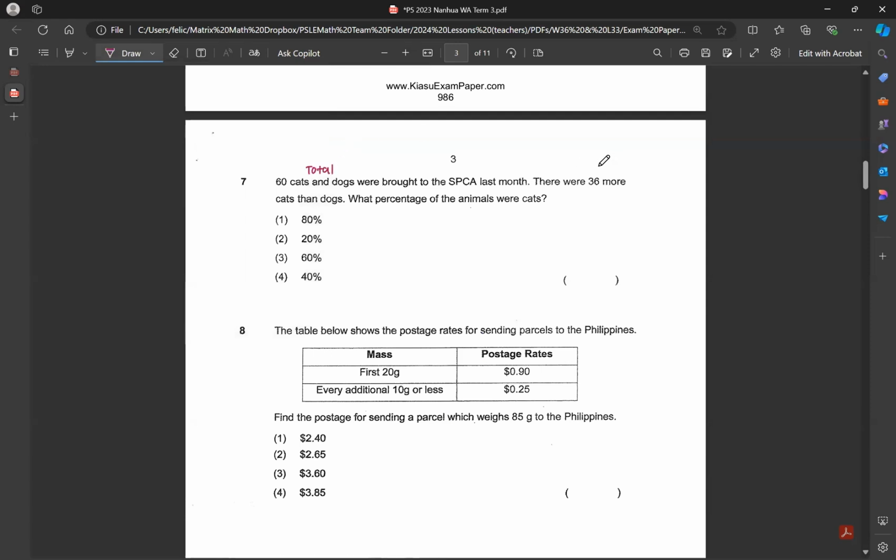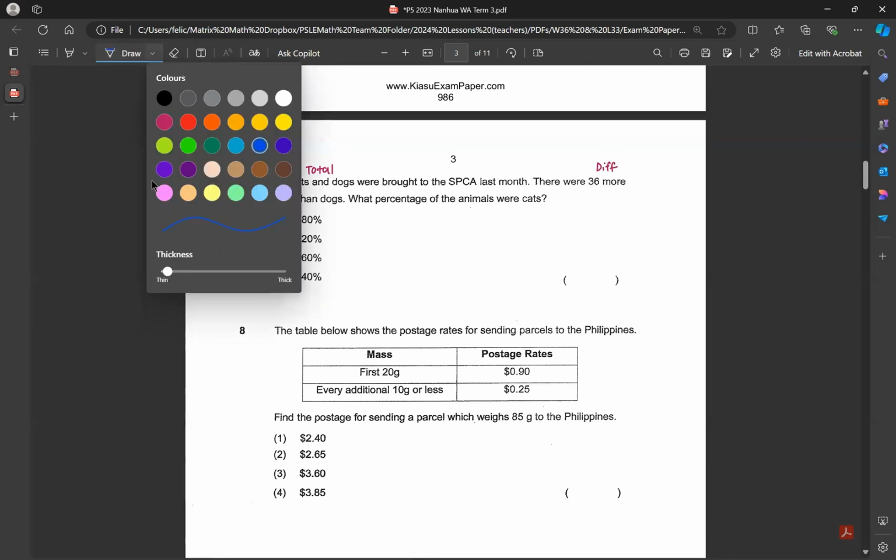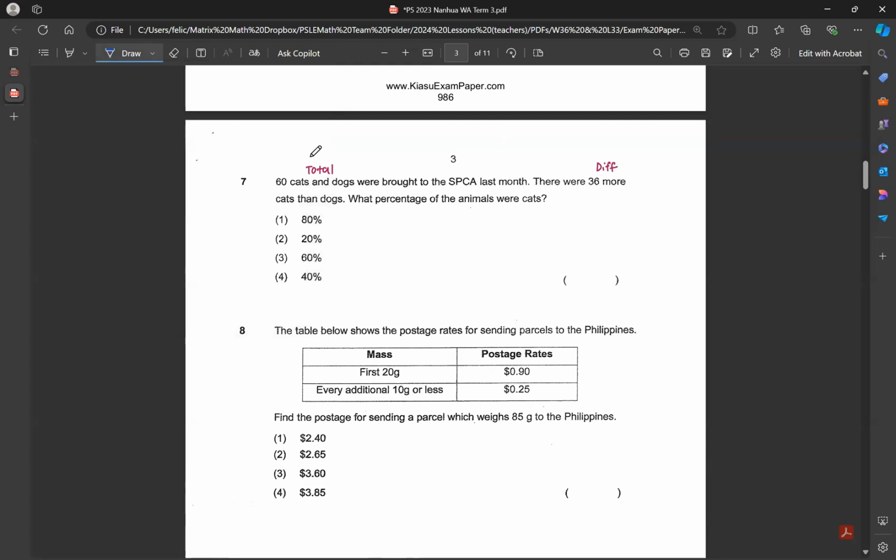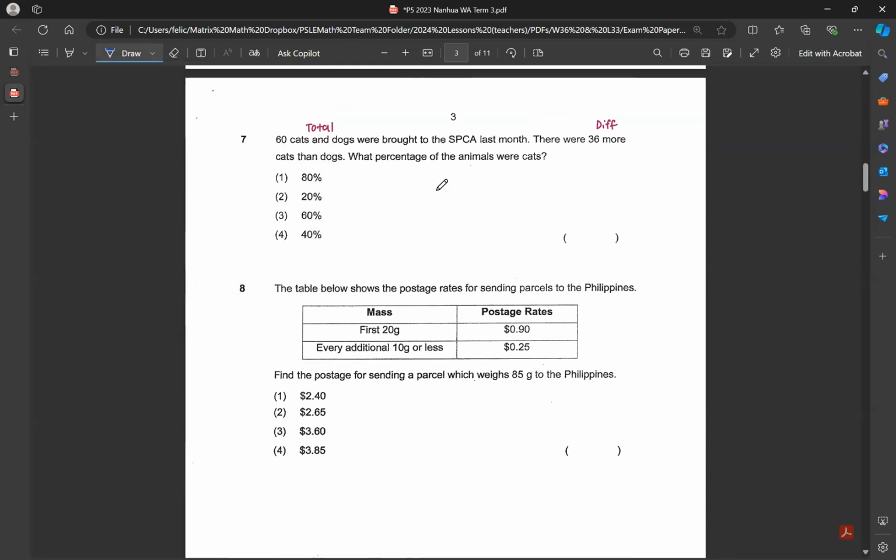Whereas 36 more cats than dogs, this is the difference. We have no idea how many cats are there. We have no idea how many dogs are there. So questions like that, whereby they give you total and difference, you're going to think of a simple comparison model.